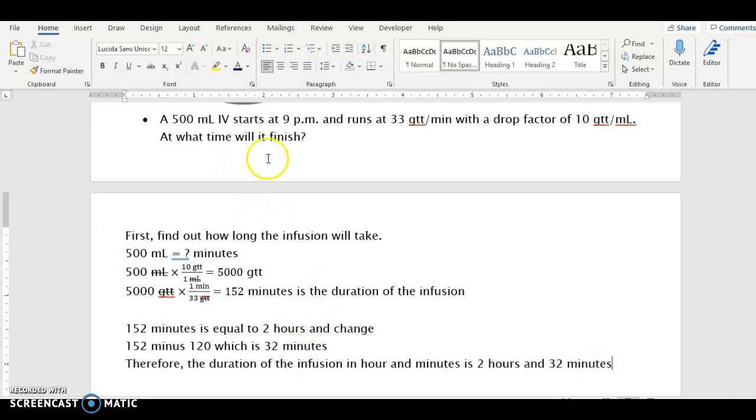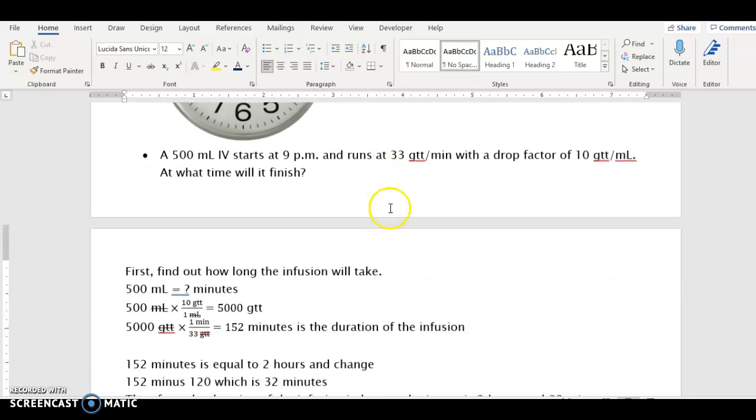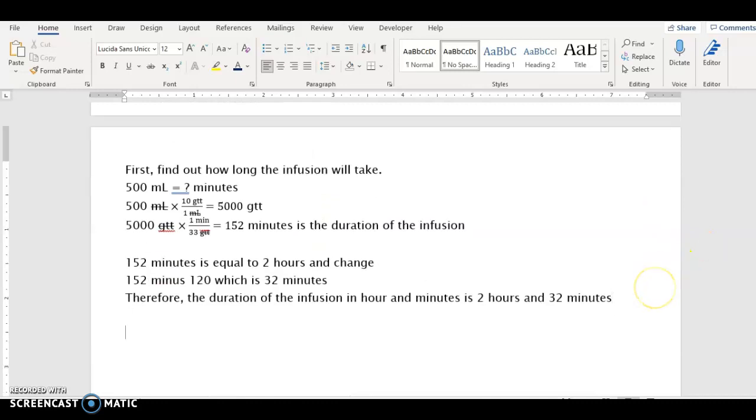Remember, the infusion started at 9 p.m. So 2 hours later would be 11 p.m. exactly. It's 2 hours and 32 minutes, so add 32 to that. Then the infusion would finish at 11:32 p.m. So since the infusion started at 9 p.m., it will be completed at 11:32 p.m.